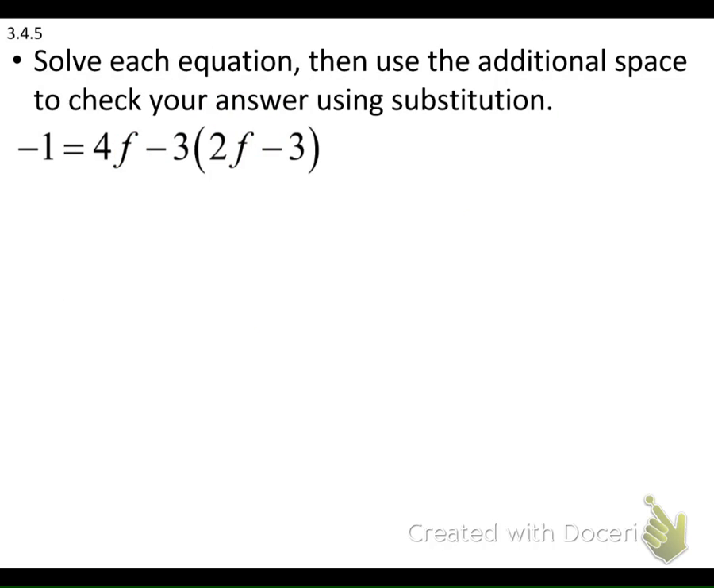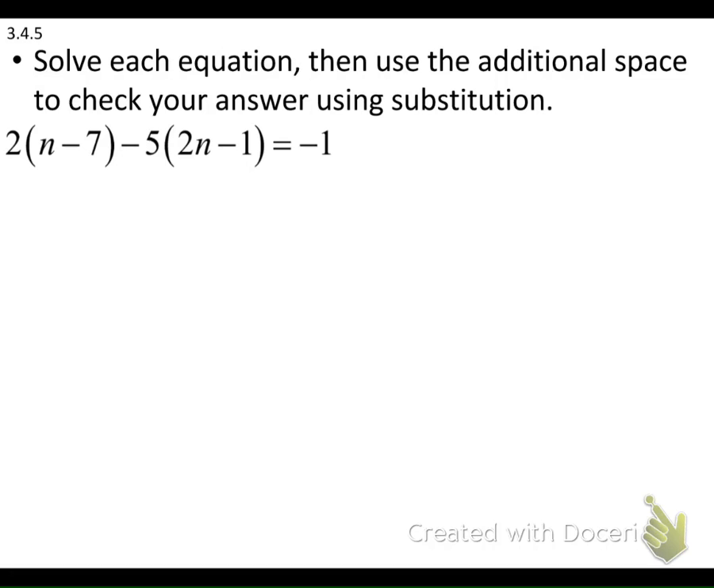Now let's take a look at the second equation. The second equation is 2 times n minus 7 minus 5 times 2n minus 1. Again, we're going to first solve, then use the additional space to check our answer using substitution. So when I go to solve my equation, the first thing I'm going to do is circle the variables and then draw my line of equality. When I go to simplify my equation, I first need to worry about where I can distribute.